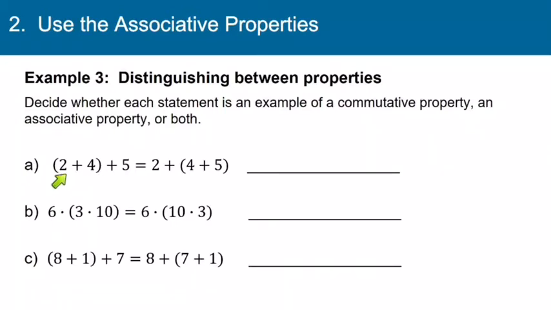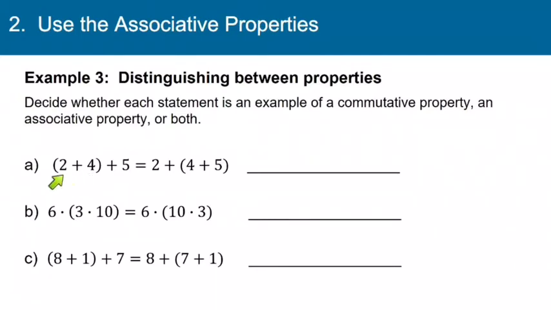Here we have parentheses 2 plus 4, close the parentheses, plus 5 equals 2 plus parentheses 4 plus 5. So first, let's see if this is commutative. The numbers on the left are in the order 2, 4, 5. The numbers on the right are also 2, 4, 5. So this is definitely not an example of the commutative property because no numbers changed their position.